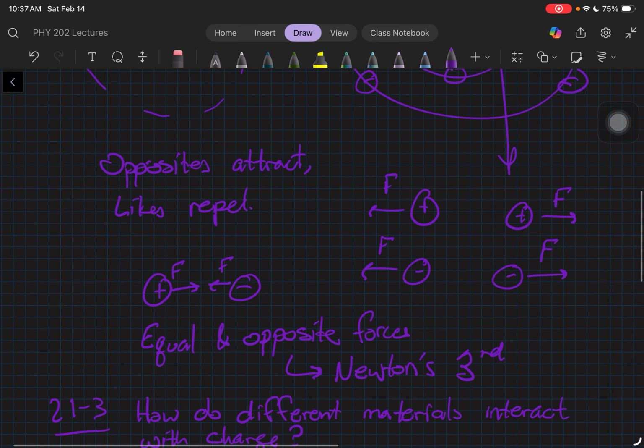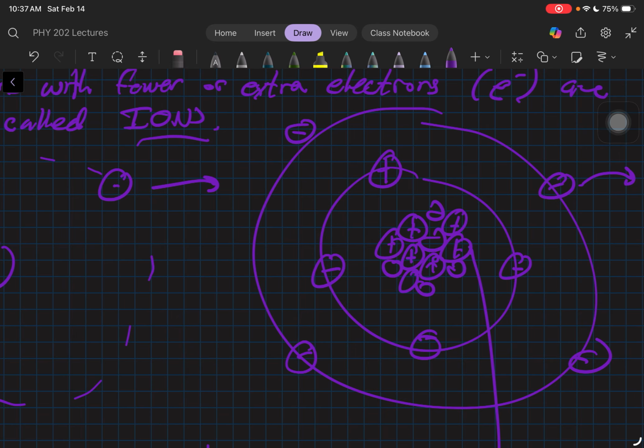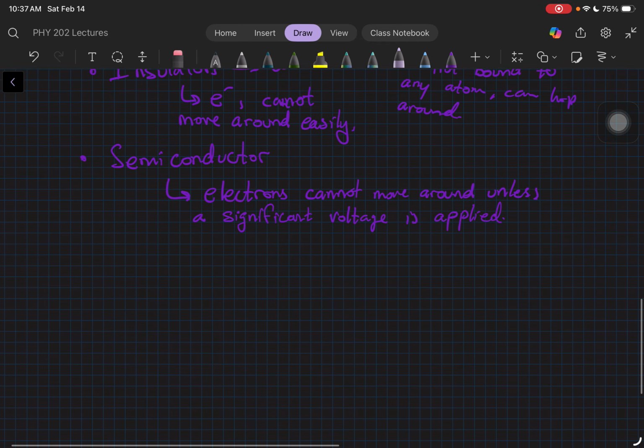And the idea is if you have something like this, maybe some of these electrons are bound kind of loosely, and then as you add more energy, you can kick it out. But it's not going to just kind of be able to hop from atom to atom at will, like you could with a conductor.